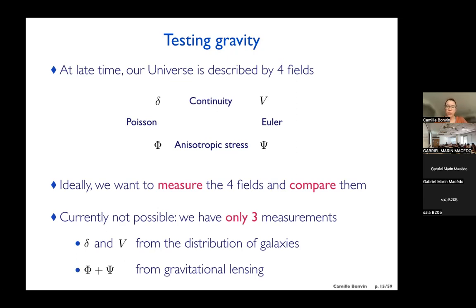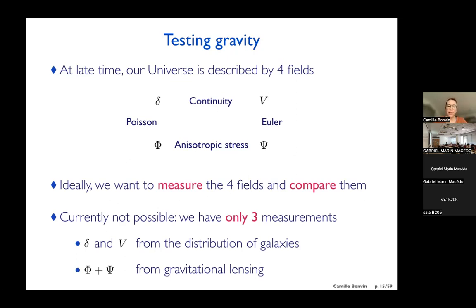It's because currently we have only 3 independent measurements of these 4 different quantities. What we are able to measure at the moment is the density and the peculiar velocity from redshift space distortion, from distribution of galaxies, and I will describe that in a bit more detail in a moment.